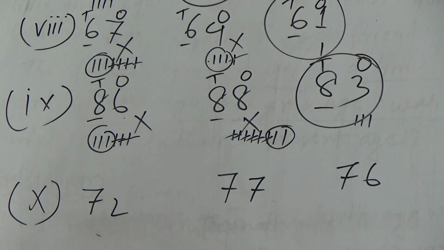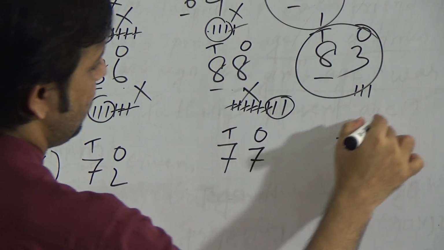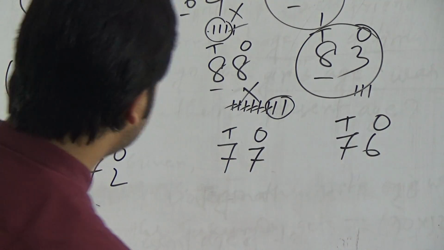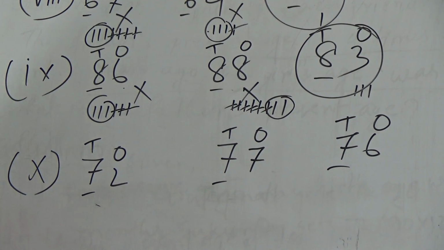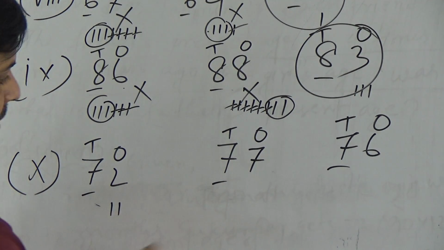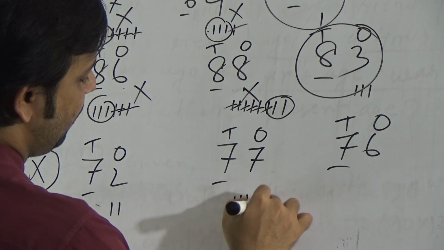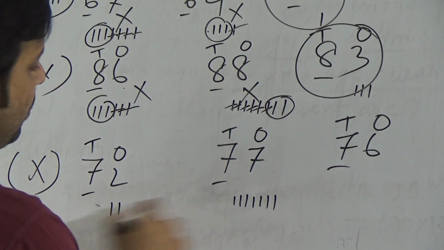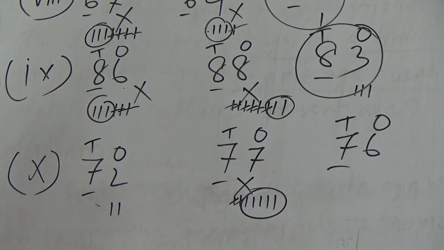Okay, dear students, last question today. Ones place, tens place. Ones place, tens place. Ones place, tens place. Here also tens place same. As tens place is same, so we have to consider ones place. Ones place is 2. Consider 2 sticks. Ones place is 7. Consider 7 sticks. 1, 2, 3, 4, 5, 6, 7. Now take 2. 1, 2. 5 sticks more here. So this is not smallest.